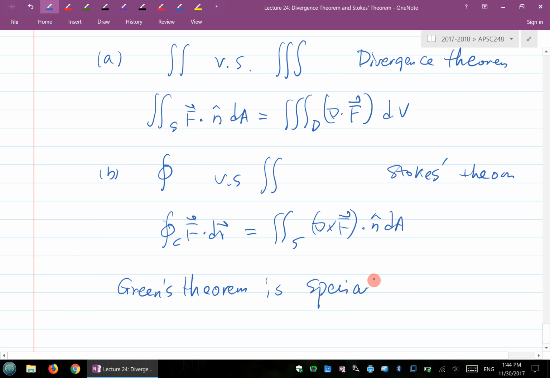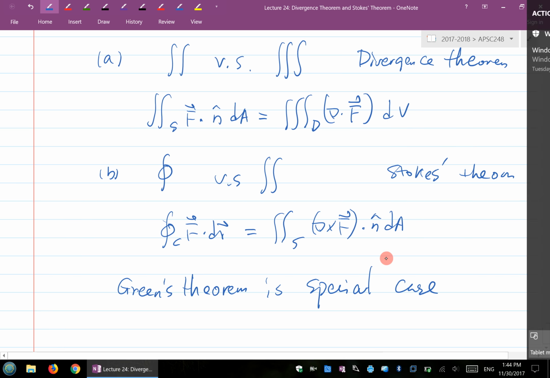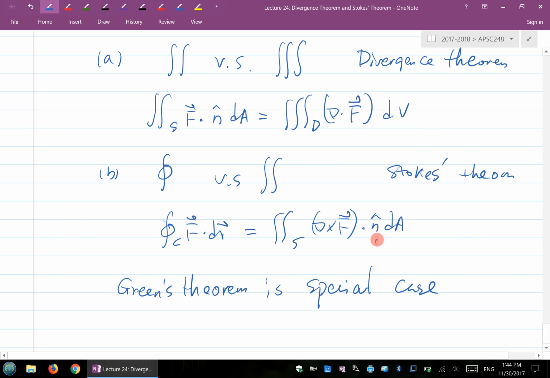It's a special case. If you replace this n hat with a k hat, and F is a 2D vector field, then it basically becomes the Green theorem. I'm not going to write it here, but just remember, the Green theorem is also a theorem connecting a single integral with a double integral. Now, if you think about it, this is basically the top of the food chain. This is essentially what you learned in this course at the end of the term: three types of integrals and two theorems.